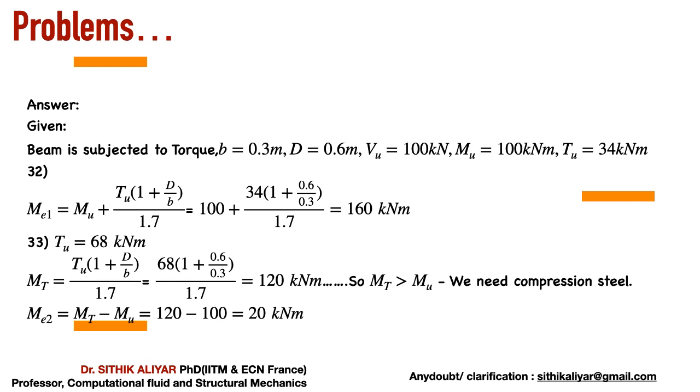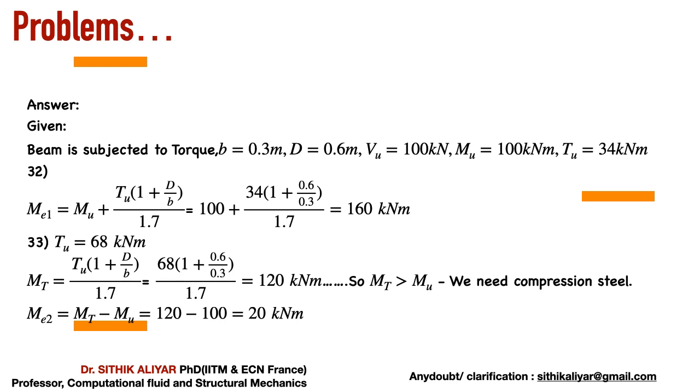Second question, they have upgraded from 34 to 68. And they are asking how much extra moment is to be designed for the compression steel. You can go back and see the previous question. So I am calculating only MT, TU into 1 plus D by B by 1.7. If I do that, I am getting approximately a torsional moment of 120 kilonewton meter, which is higher than MU, right? MU is 100.